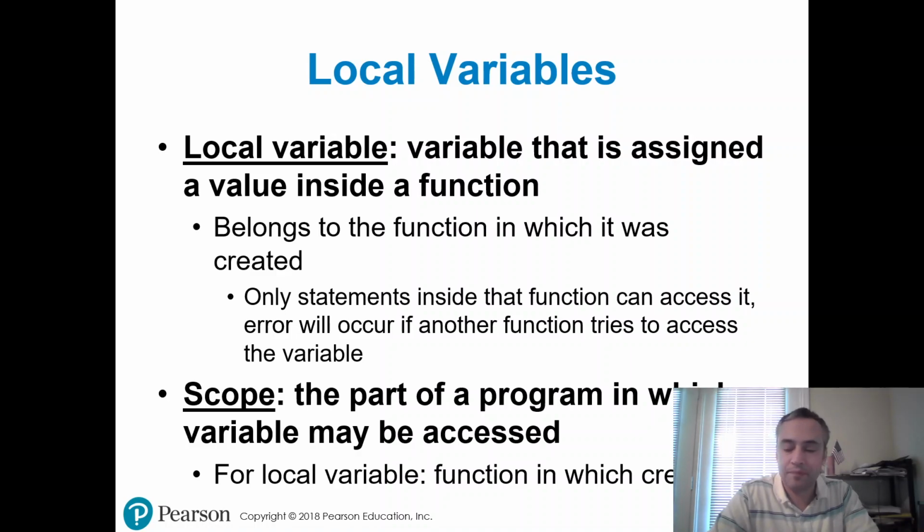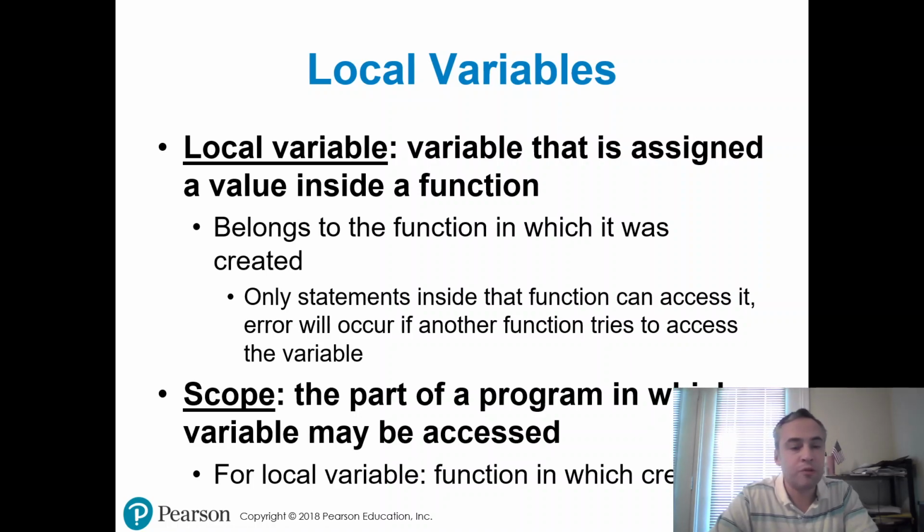Without understanding local and global variables, it's kind of hard to use functions proficiently. Local variables are variables that are assigned a value inside a function, and only statements inside the function can access it. If you try to access it from outside, there will be an error message. So very roughly, and it's not completely true, what happens inside a function often stays inside a function, unless you use one of the in-place methods that we are going to talk about later.